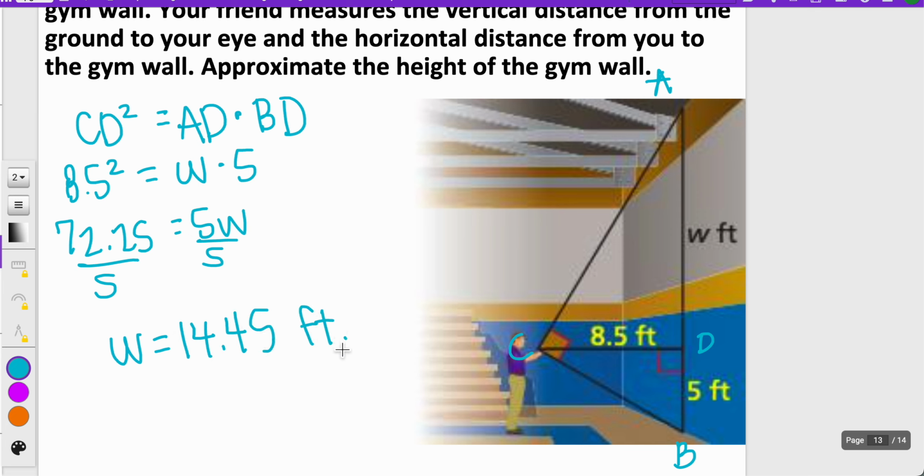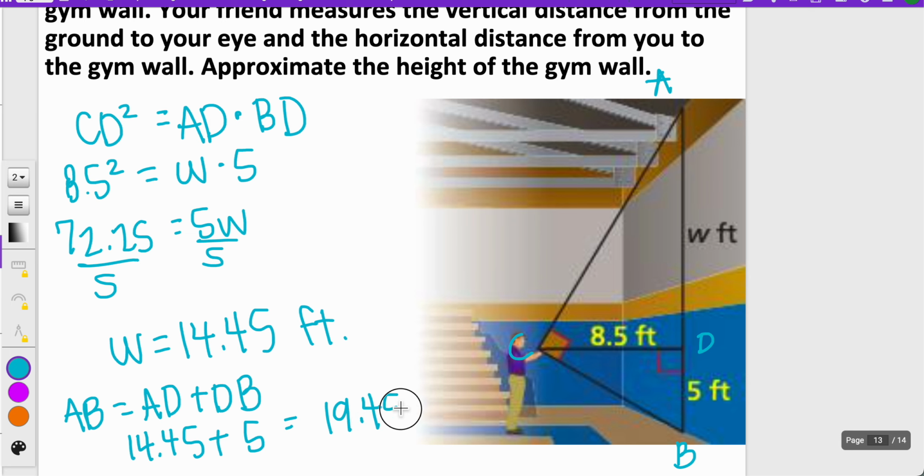Okay? Now, I want the height of the gym wall, which means I need AB, so that is AD plus DB. So 14.45 plus DB, which is 5, gives me 19.45 feet. Okay? So sometimes you don't necessarily need to set it equal to what you're missing. You can still plug in missing pieces and then solve for that missing variable.